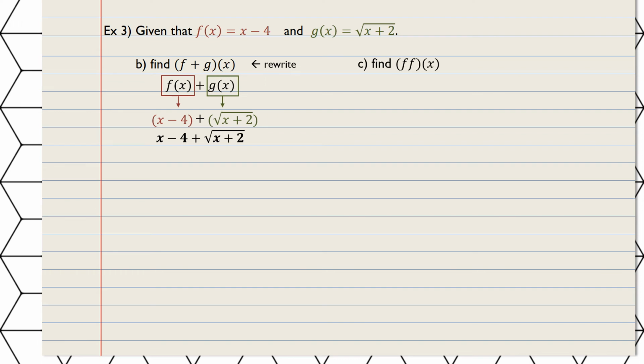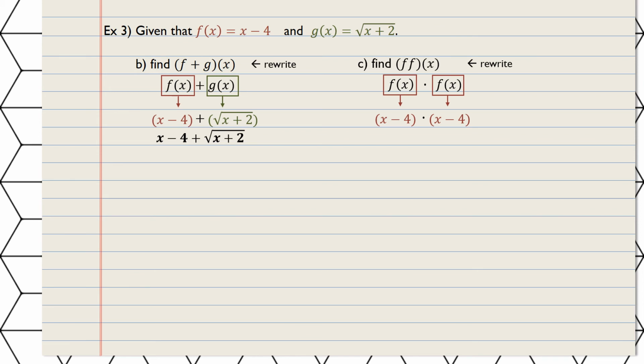For C, it says find f times f of x. So again, we will rewrite this. We rewrite it as f of x times f of x. Again, they did not give us any values to plug into the functions, so we know the f function is the same thing as x minus 4. We keep the same operation, which is multiplication, and then the second function is f of x, which again is represented by x minus 4.